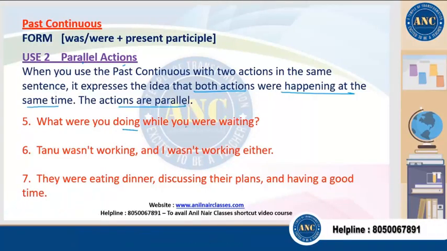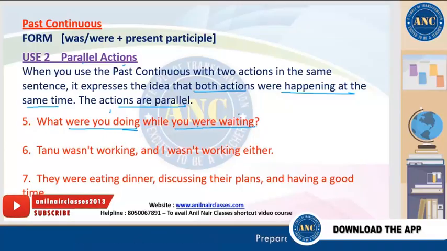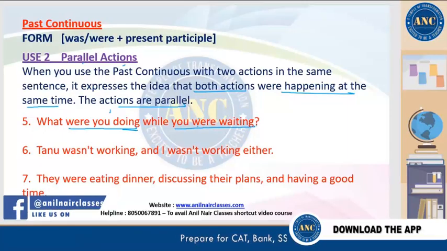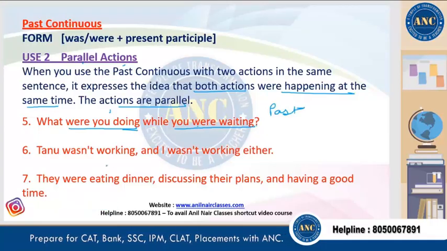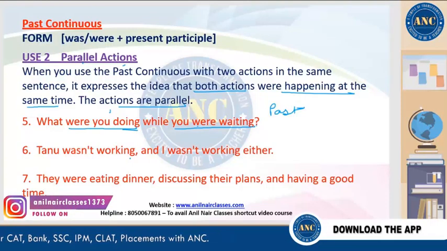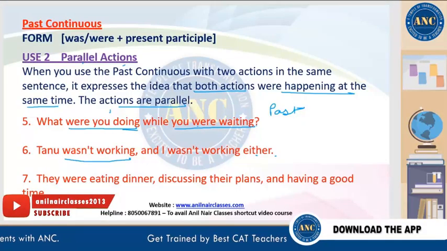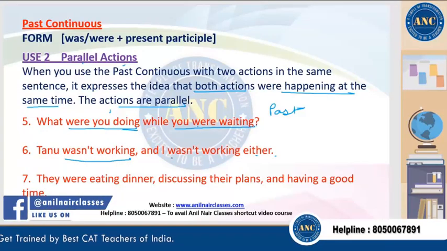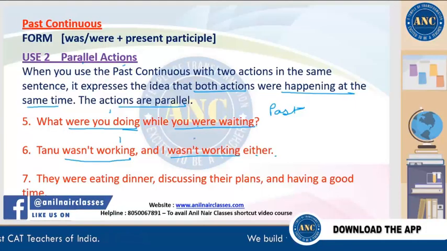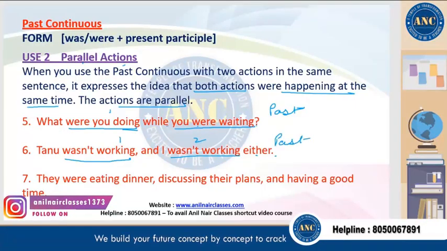Like, what were you doing while you were waiting? So "were doing" is the first action. At the same time another action was also happening, while you were waiting. But both the actions are happening in the past only, right? So Tanu wasn't working and I wasn't working either. So Tanu was not working. That means one action was happening and at the same time another action was also happening in the past, I was also not working, right? So the first action and the second action, both of them are parallel to each other in the past. So this is past continuous.